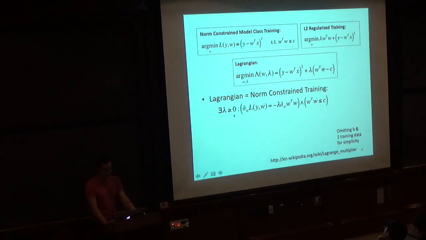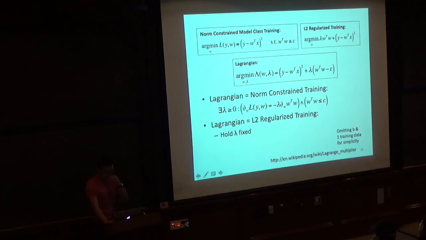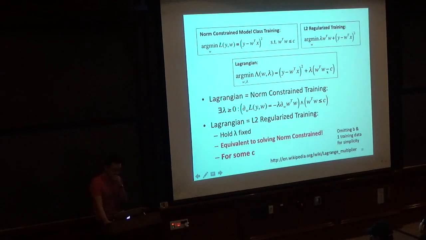So the Lagrangian corresponds to norm constrained training. And if I just decide to hold a lambda fixed, then it reduces to this guy, because if I hold lambda fixed, the C is irrelevant. And so you can show that for any choice of C, subject to some degenerate cases, there exists some lambda that gives you the equivalent solution.